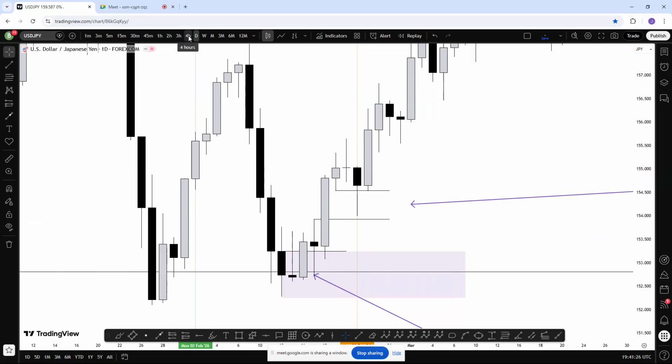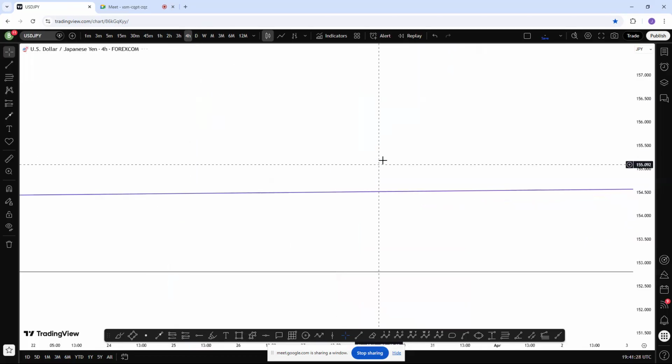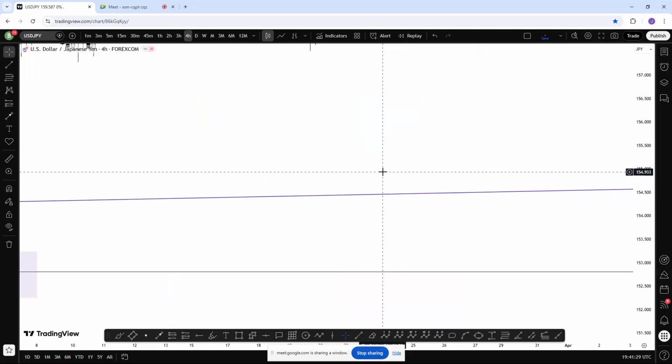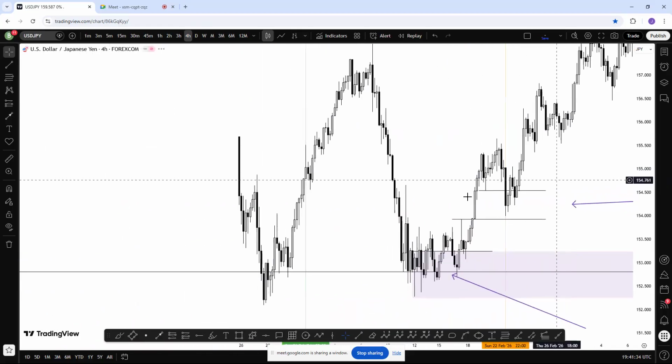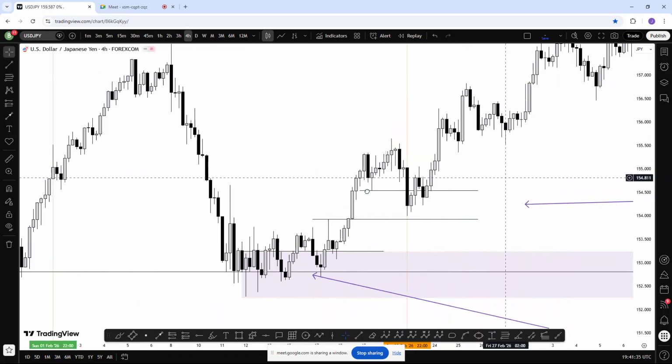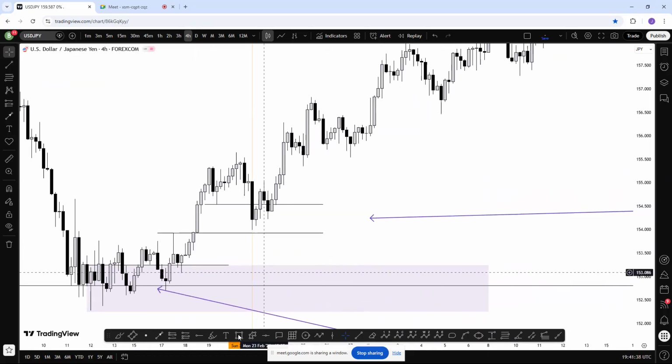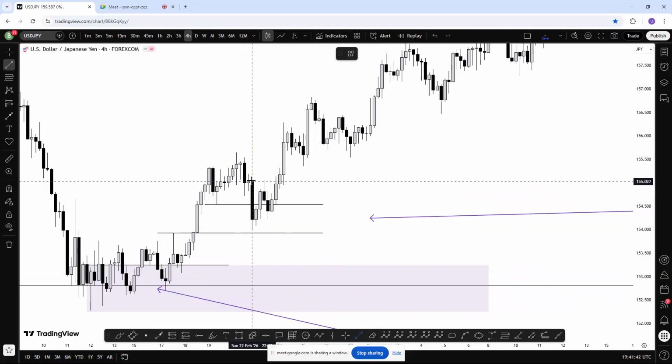Okay. So you go to 4 hour. As you can see now, what is the confirmation? You can see there is no other block you have here. You can see a confirmation is here, okay?